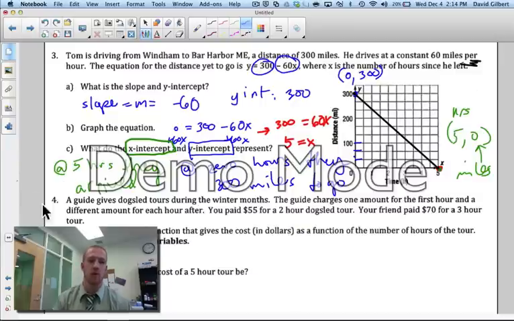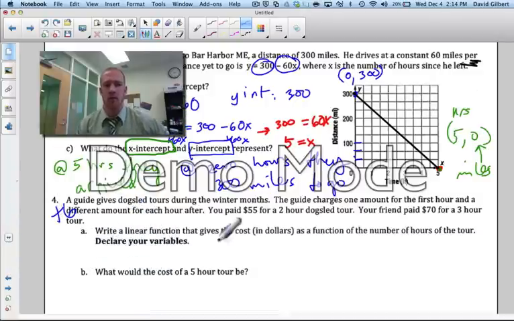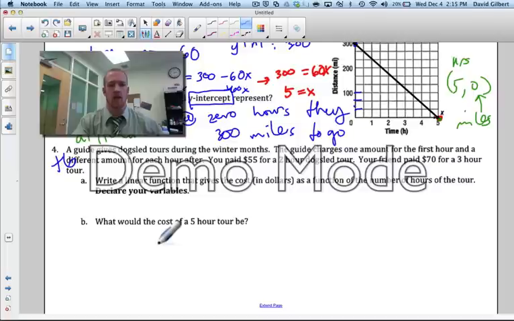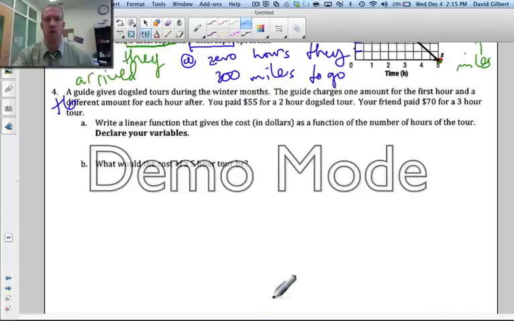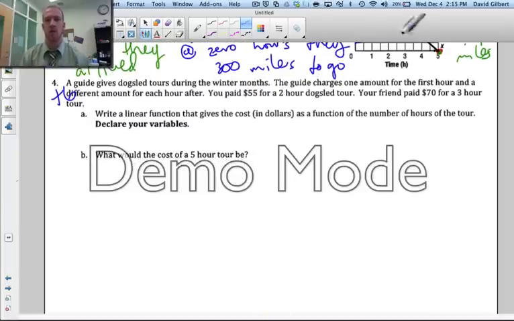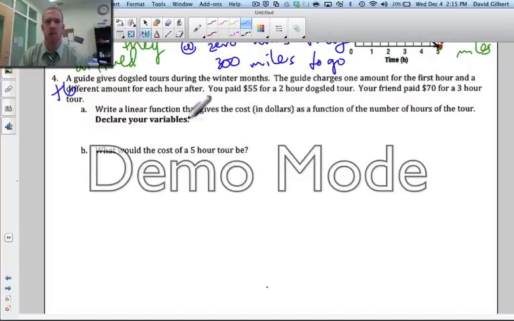All right, so one more. These are the word problems, topic 6, that you guys were a little worried about. This is topic 7, intercepts, and kind of topic 5, word problems. So this is as bad as it gets. It's not really too bad here. Write a linear function that gives the cost in dollars as a function of the number of hours of the tour. So that means a linear function gives cost as a function of number of hours.